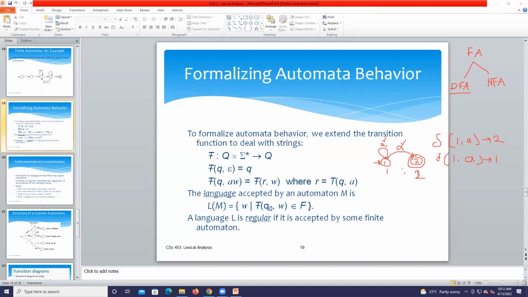If this is the example, that with a single symbol we reach multiple states, then it is called NFA, which is non-deterministic finite automata. The name itself gives you the idea that the state is not fixed. The state is not deterministic. That is why it is called non-deterministic finite automata, because with A, I may reach 1, or with A, I may reach 2. The path is not fixed, and that's why it is called NFA.